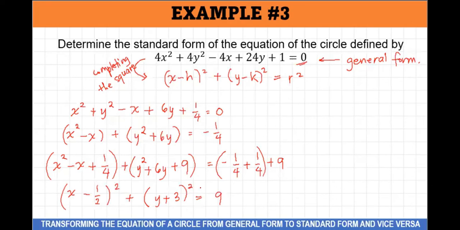Now, wala ka ng ibang pwedeng gawin because this is now the standard form of your equation. So, quantity x minus 1/2 squared plus quantity y plus 3 squared equal to 9. So that is how you turn a general form into a standard form using completing the square.